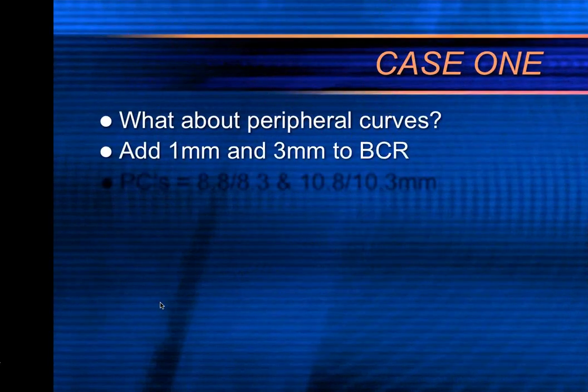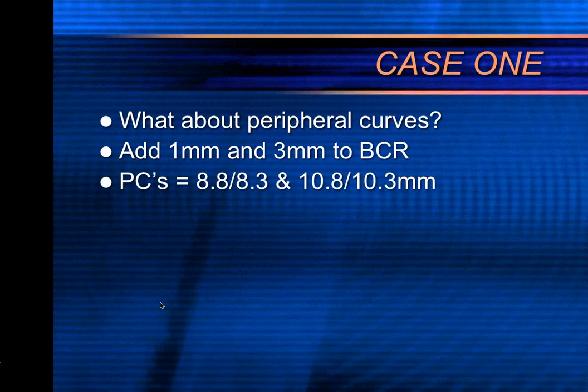What about peripheral curves? Well, again, you'll add a millimeter to both base curve radii, and then basically 2 more millimeters to the secondary curves, and so you go from a 7.8 and a 7.3 to secondary curves of 8.8 and 8.3 and peripheral curves of 10.8 and 10.3. Again, that's just one of many, many methods of designing the lens. You can look at the Newman guide on our website to see another method of custom designing these lenses.